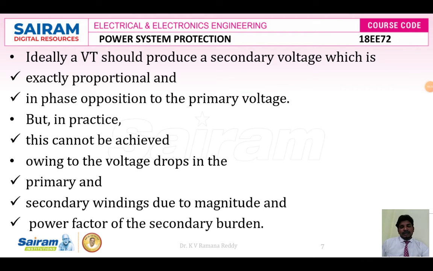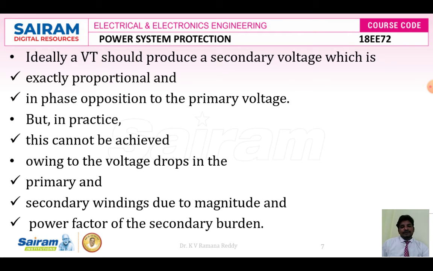Next. Ideally, a voltage transformer should produce a secondary voltage which is exactly proportional and in phase opposition to the primary voltage. We already know that the induced secondary voltage is directly proportional to the primary voltage in magnitude, and it is in phase opposition to the primary voltage.